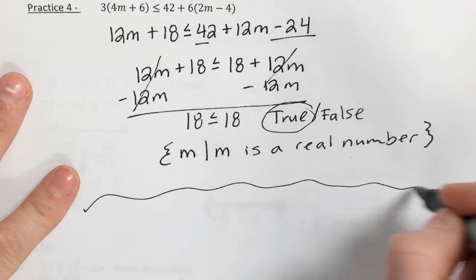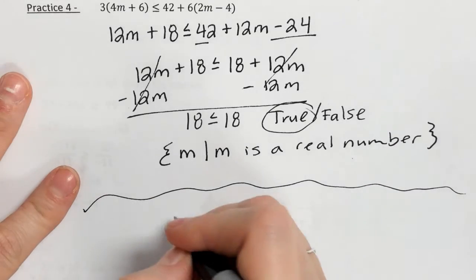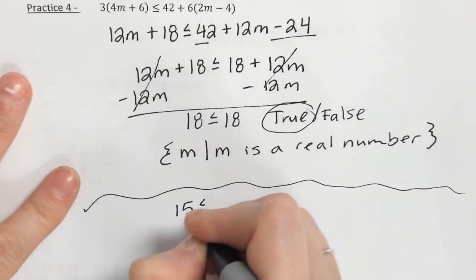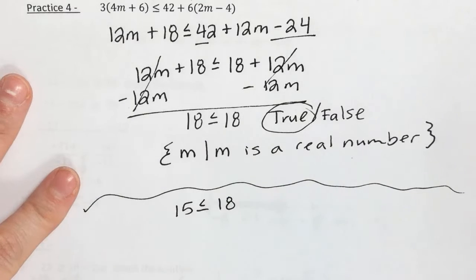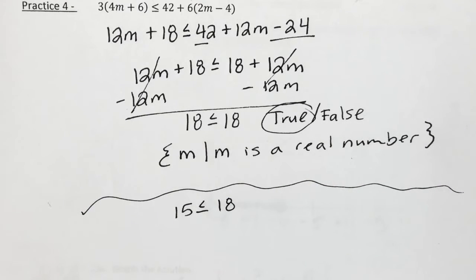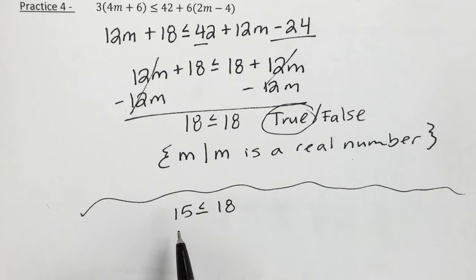This is kind of a separate thing, but if you were to get an answer like this, would this be all real numbers or would it be no solution? Ask yourself, is it true or false? True, so it'd be all real numbers.